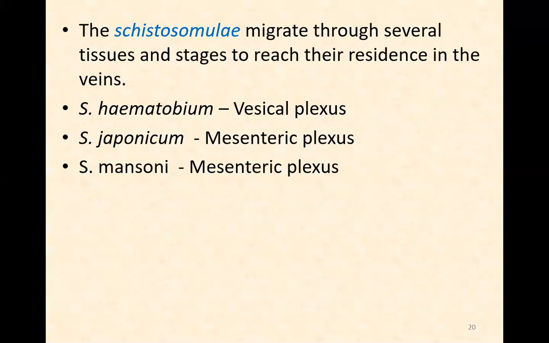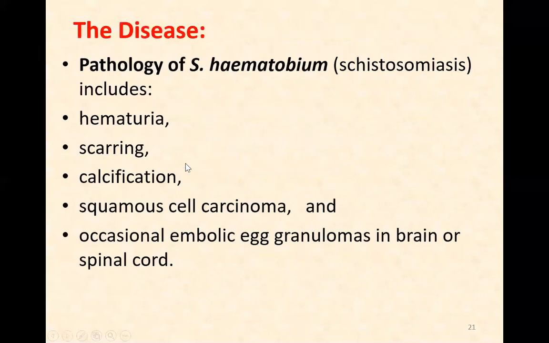Schistosoma haematobium resides in the vesical plexus, while Schistosoma japonicum resides in the mesenteric plexus, that is the venous plexus in the mesentery, and similarly, Schistosoma mansoni also resides in the venous plexus.